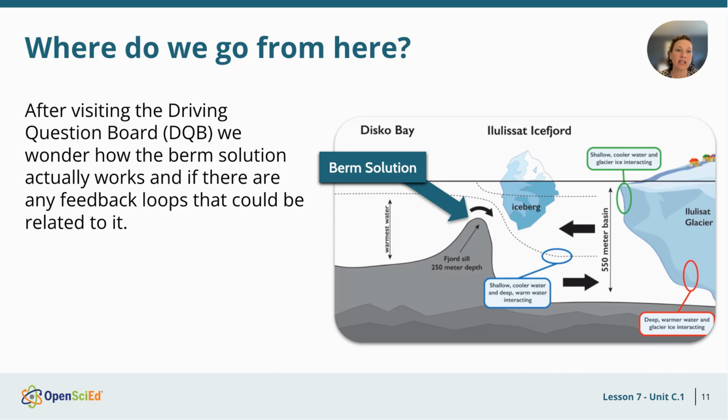After completing the assessment, you'll revisit the driving question board and lead your students through a discussion about what to investigate next. Since you've figured out how microbeads work, next time it will be time to look at the berm solution to see how it works and if there are any feedback loops that could be related to it.